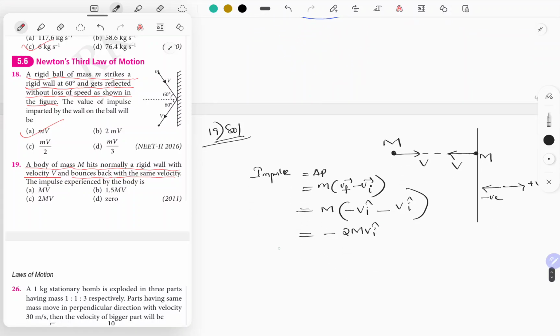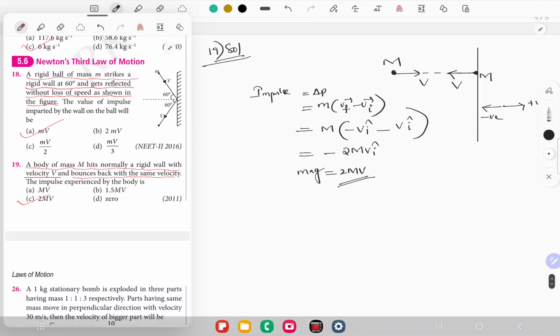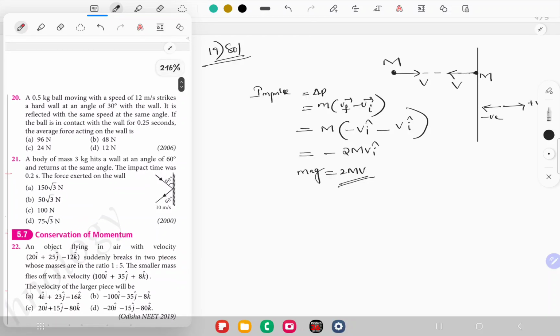So finally, for the impulse imparted they are asking the magnitude, so the magnitude is equal to 2mv. Which option matches? Option C. That is how we have to answer. Next, look at question number 20.